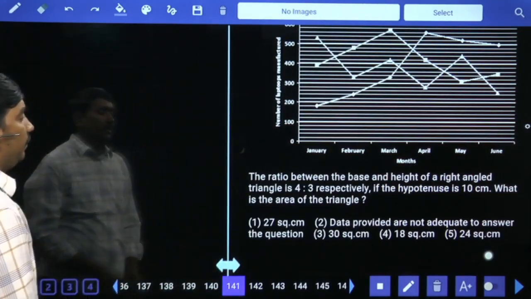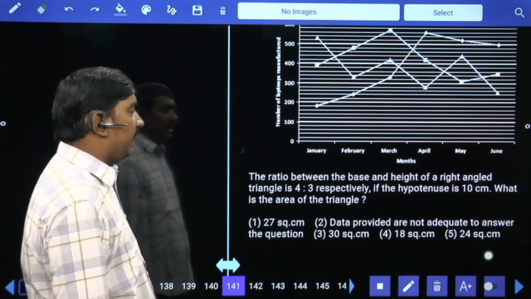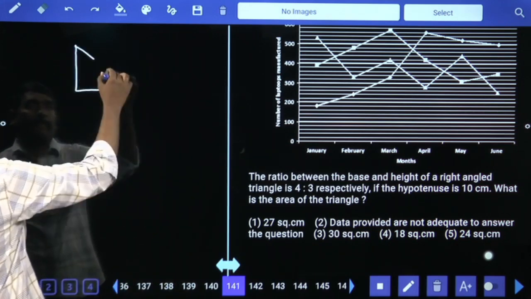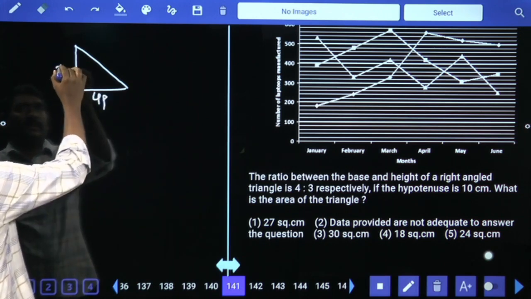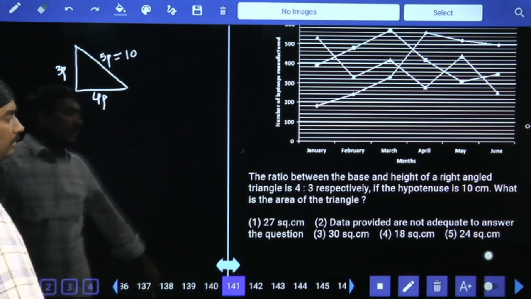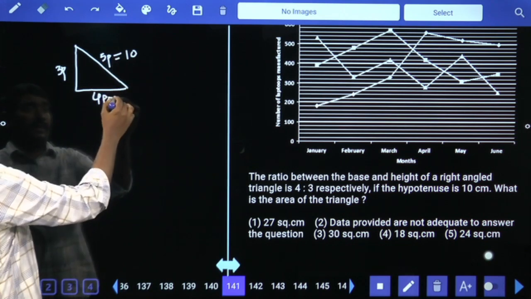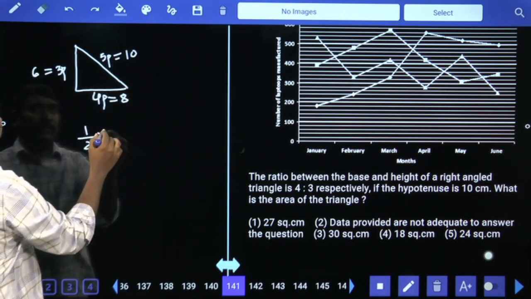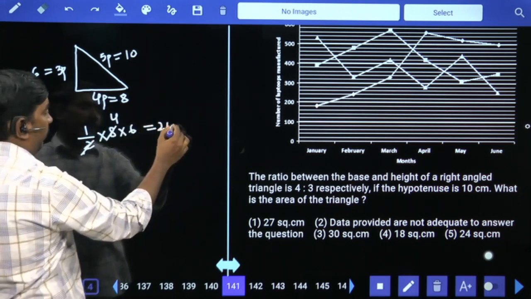The ratio between the base and height of a right angled triangle is 4:3 respectively. If the hypotenuse is 10 centimeters, what is the area of the triangle? Base 4 parts, height 3 parts, then hypotenuse must be 5 parts. The hypotenuse is 10 centimeters. 5 parts value 10, 4 parts value 8, 3 parts value 6. Half into base into height is 24 square centimeters.